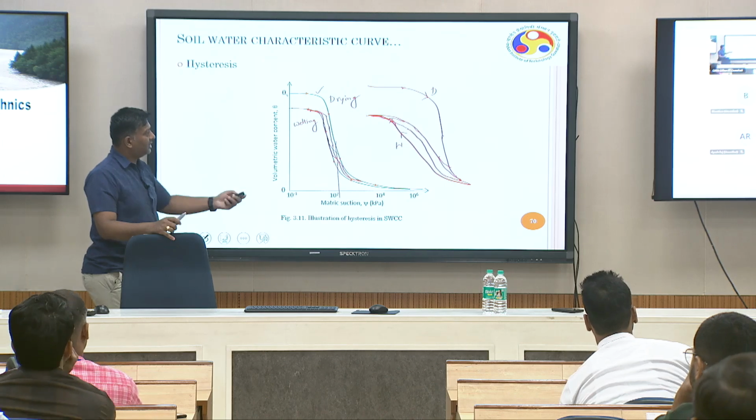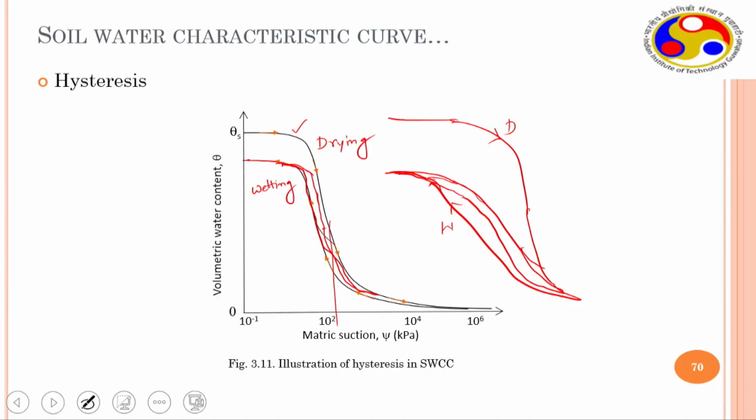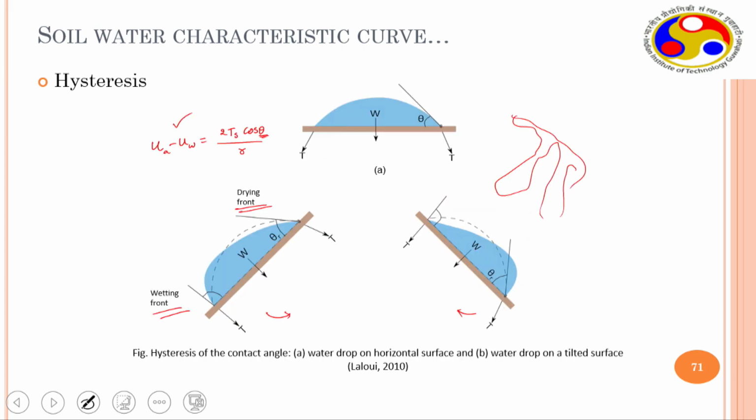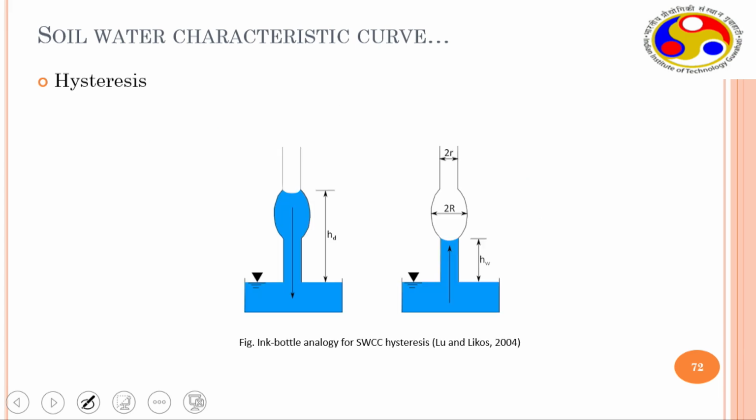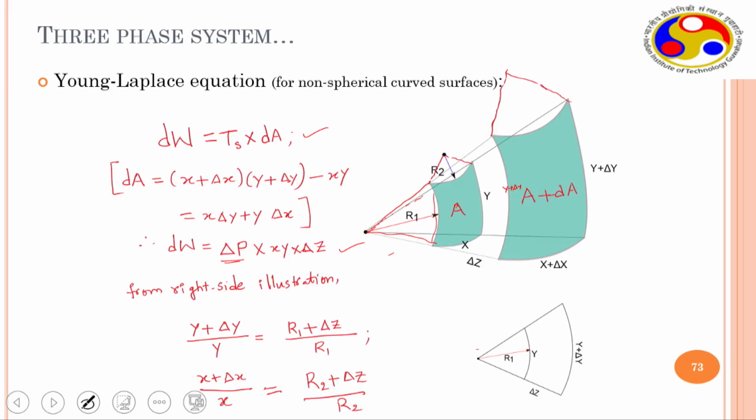So these are the drying and wetting curves. On the wetting curve, for the same suction, the water content will be less at any given time. So this is the initial drying and initial wetting, and then you will have hysteresis curves, loops, okay? There are a number of reasons why you have hysteresis. One is because of the pore network, and we also call it ink-bottle hysteresis.